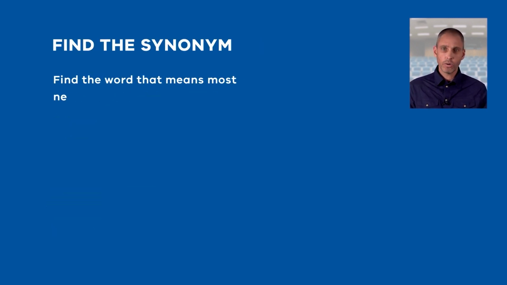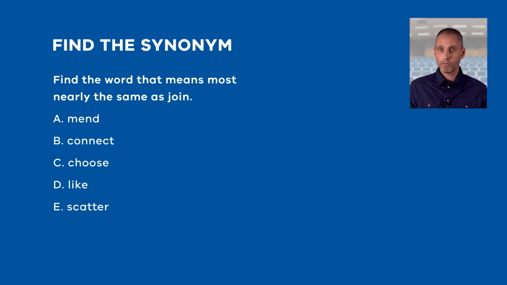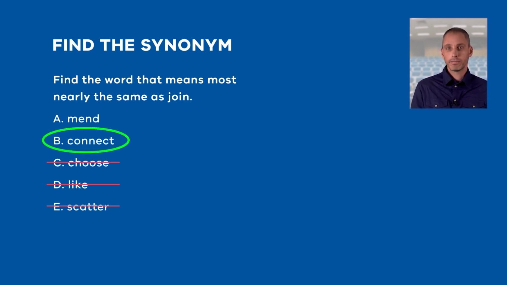In this type of question, you're given a word and you need to choose another word from the list that's closest in meaning, a synonym. So here we need to look for the word from the list that is closest in meaning to join. In this question, we can eliminate the words choose, like and scatter because they definitely don't mean join. This leaves the words mend and connect. When we join something, we might mend it, but connect is closer in meaning. It's a synonym of join. So the correct answer is B.